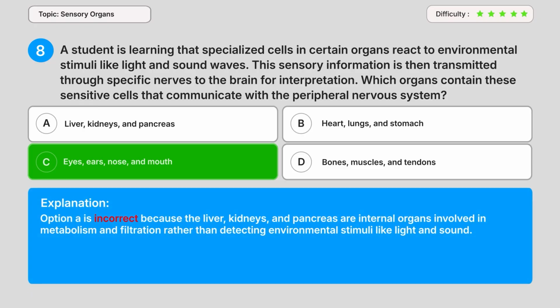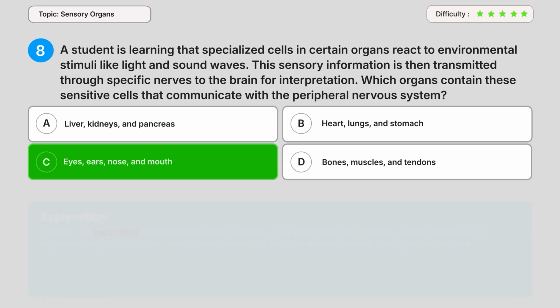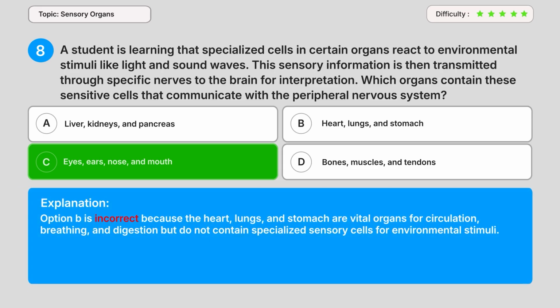Option A is incorrect because the liver, kidneys and pancreas are internal organs involved in metabolism and filtration, rather than detecting environmental stimuli like light and sound. Option B is incorrect because the heart, lungs and stomach are vital organs for circulation, breathing and digestion, but do not contain specialized sensory cells for environmental stimuli.